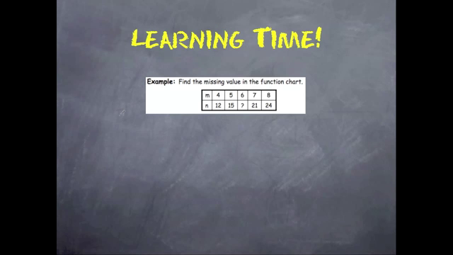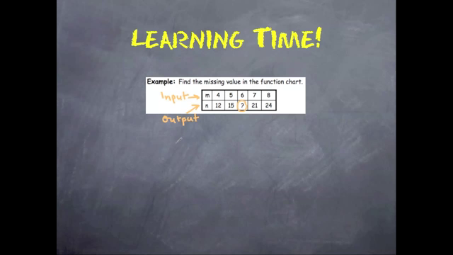So now to do an example. For this chart, we need to find the missing value in the function chart. So we look and we see that M is our input, and N is our output. Okay, cool. So now we look, the 4 is associated with the 12, 5 with 15, and we need to find this question mark that's related to the 6.